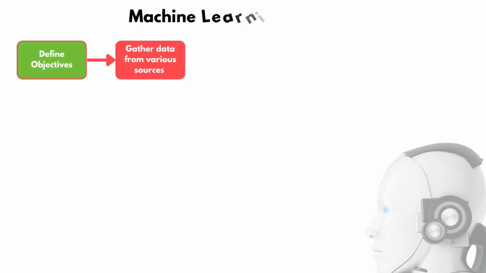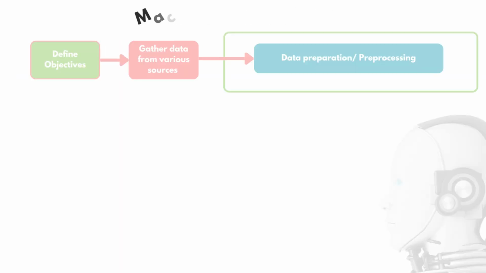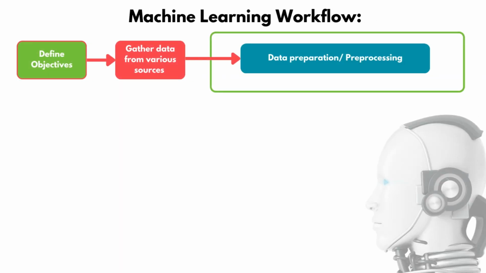Next, we move to data gathering, where we collect data from multiple sources: databases, files, sensors, or the web. This becomes the raw material for our learning process. Then comes the most critical stage, data preparation and pre-processing, the heart of everything we've been studying in this lecture. Here, we clean the data, handle missing values, encode categories, remove redundancy, and scale our features. Only once our data is ready do we move forward.